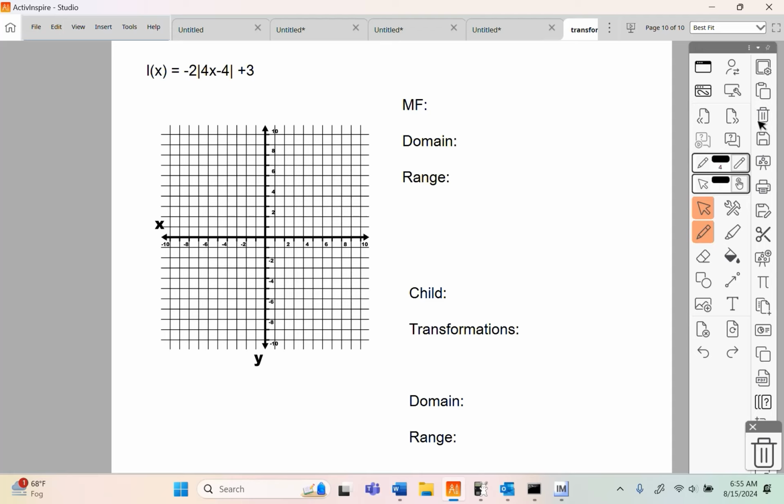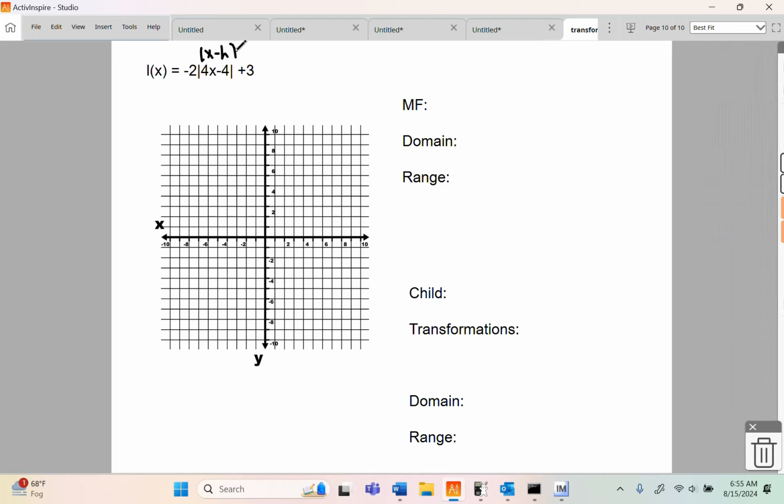This one has some issues. The issue is the inside is not in the form x minus h. That's its issue. The forms you're learning are x minus h, not 4x minus h. So we're going to do just a teeny tiny tad bit of factoring. It's called factoring out a monomial. We're going to pull that 4 from both terms inside. And then we can kind of do that distributive property.